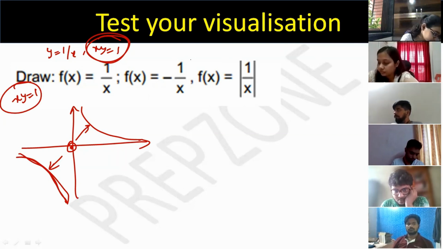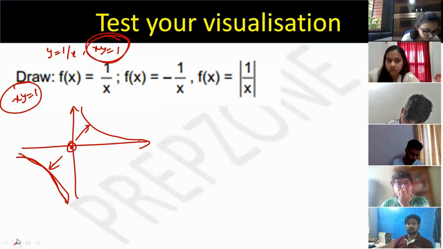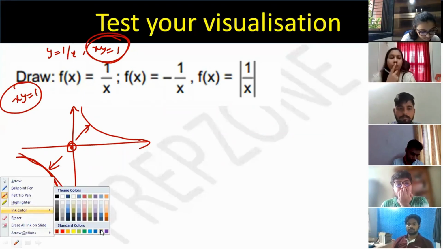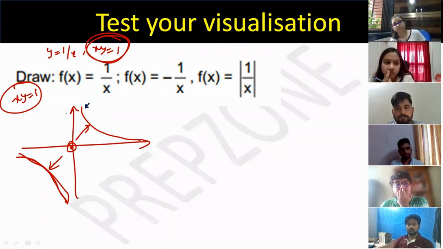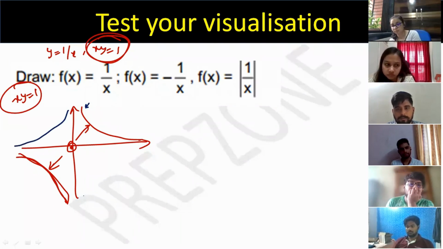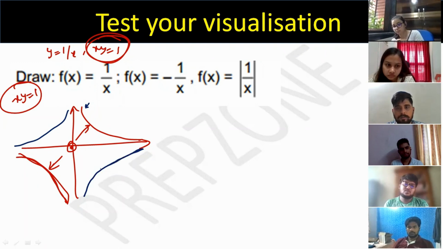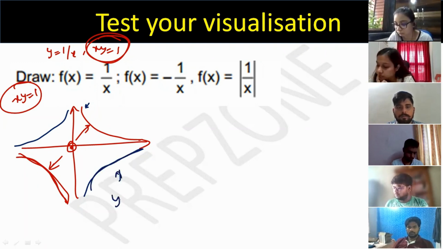Next is y equals minus 1 by x, right? So minus 1 by x is nothing but taking the graph's mirror image across the y-axis. I'll change the color. So take this entire graph, and if you take its mirror image across the y-axis, it will be nothing but this. So this is how the graph of y equals minus 1 by x looks like. It will be in the second quadrant and fourth quadrant.